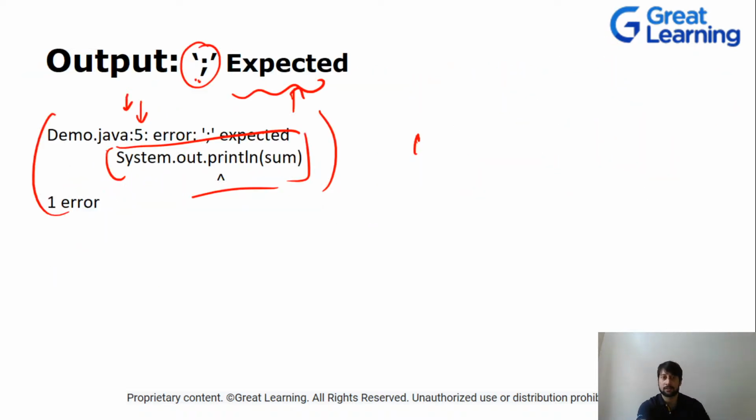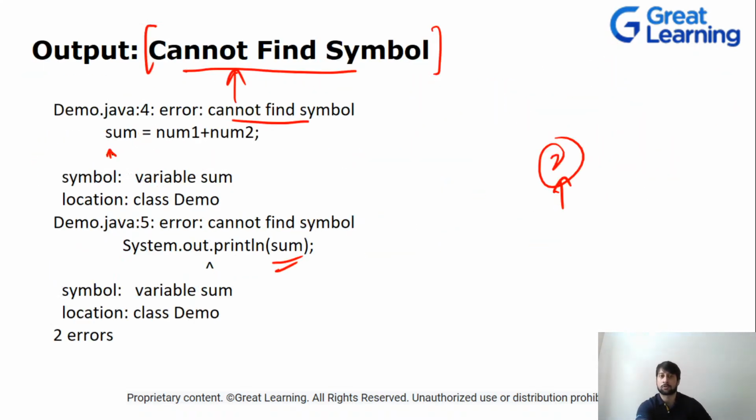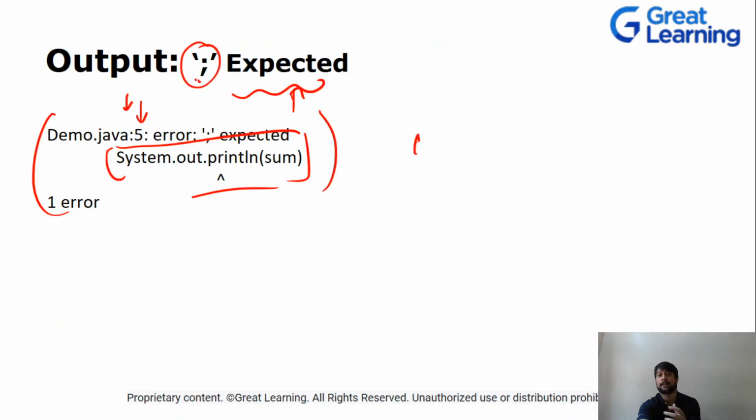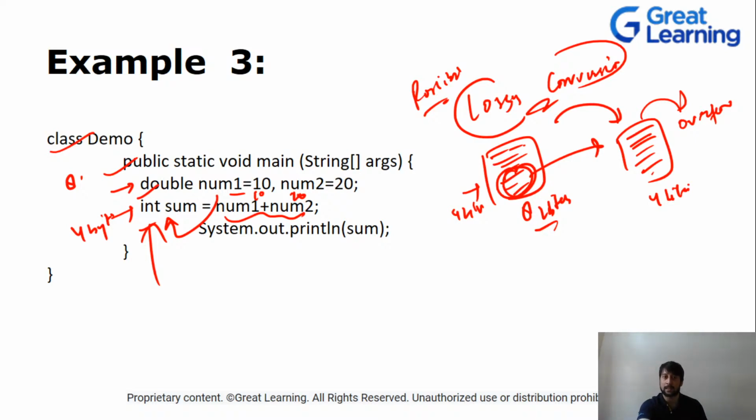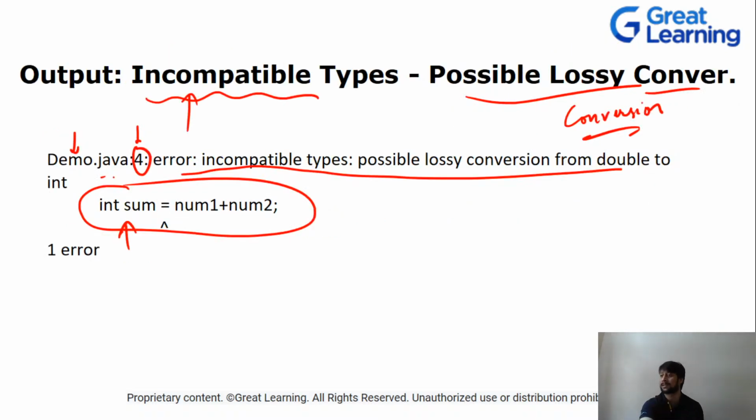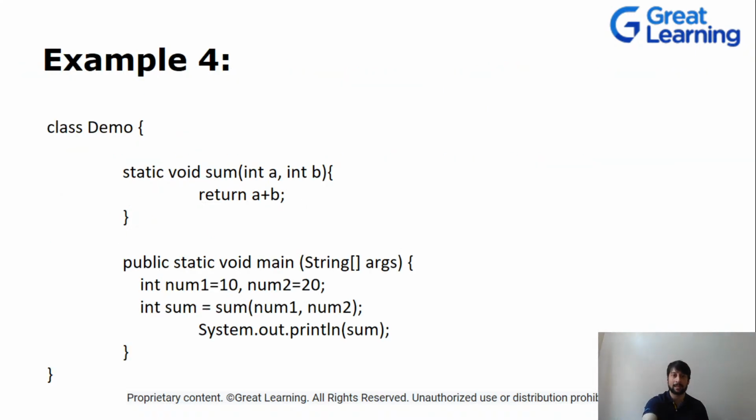So far, let me just do a quick recap. First we understood this cannot find the symbol, which is obviously when the variable has not been defined. Then we understood when something is missing, like the semicolon is missing at the end, then it will say this is expected. This is the second type of error. Then the third type of error is when you're trying to convert something and there is a lossy conversion, which means you might be losing some data. This is known as incompatible types. Now let's move ahead with the next problem quickly.